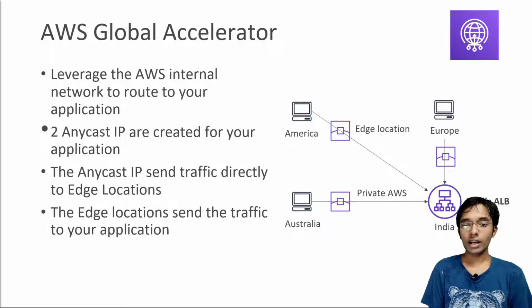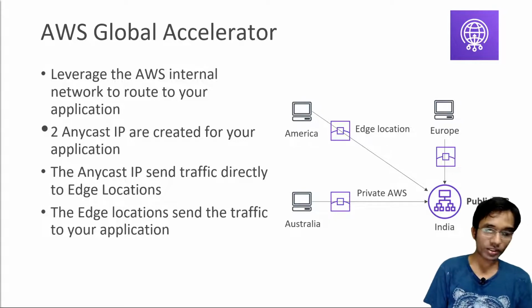Now the Anycast IP is going to be used to send traffic directly to the edge locations all around the world, and then from the edge location the traffic will be sent to your application, but using the internal traffic of AWS. So how does that work? Let's say the application wants to access a public ALB, application load balancer, available in India, so that you'll be able to see that public ALB.